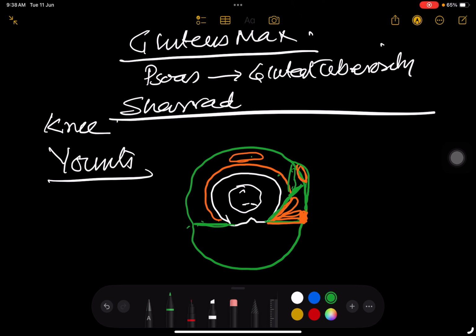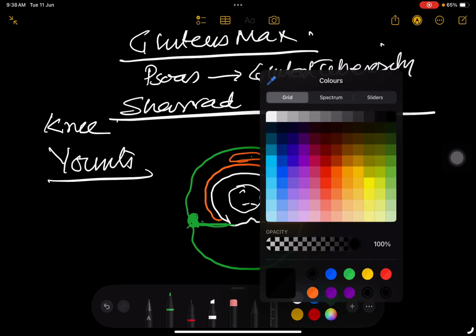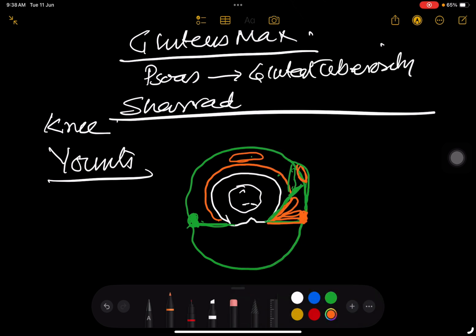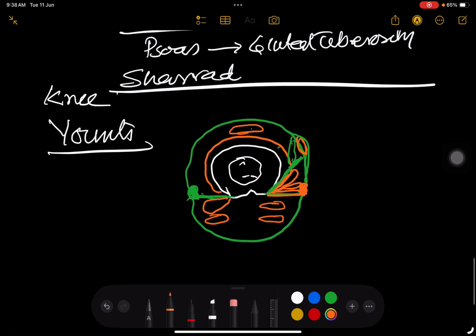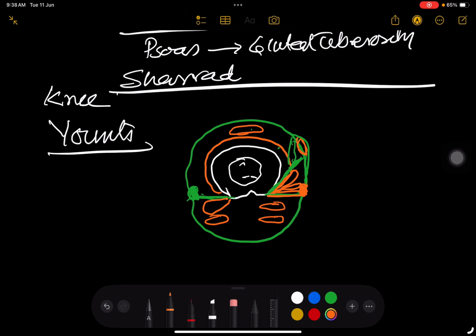Here will be the iliotibial band. Here will be the biceps short head, biceps long head. There will be semimembranosus, semitendinosus. Okay? Now, this will be skin and subcutaneous tissue. You make an incision in the skin and subcutaneous tissue above this.